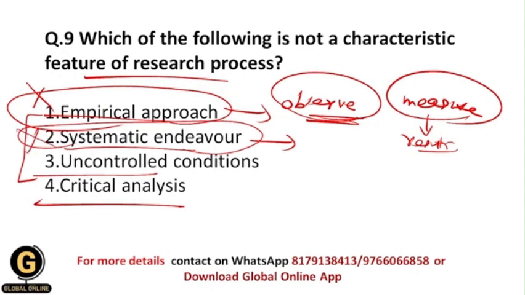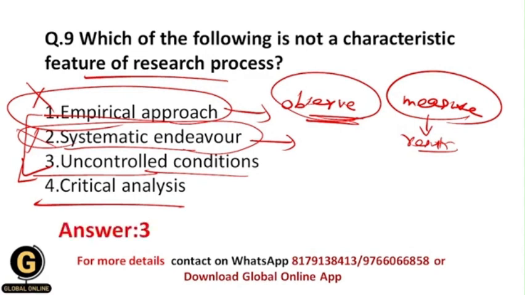Uncontrolled conditions, yes, because within the research process we have controlled conditions, because under these controlled conditions we can manually manipulate the independent variables, and we get the effects on the dependent variables, and for that we need controlled conditions for our variables under study. Okay, and that's why this is not a characteristic of research process, because a research process has controlled conditions. So uncontrolled conditions is not a characteristic feature of research process. So this is the correct answer to this question.